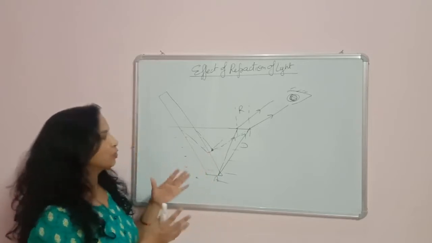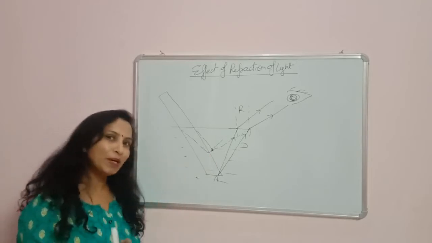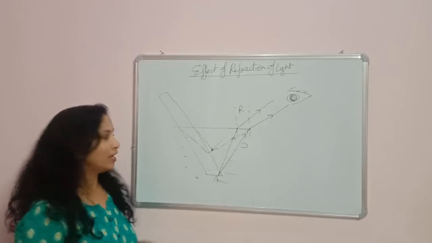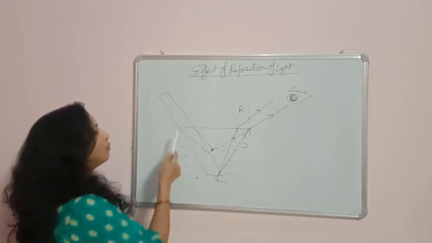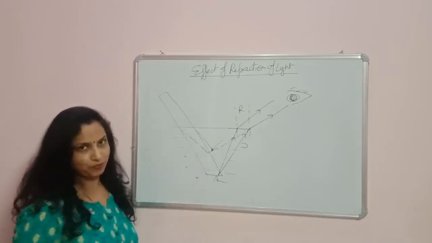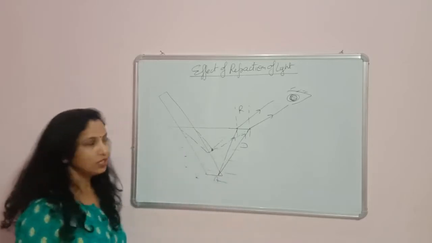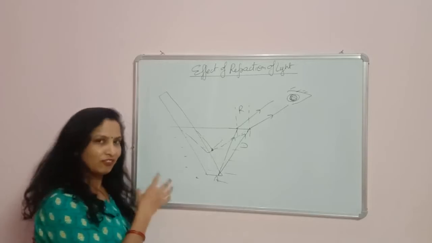So this is due to the refraction of light, where the light passes from the denser medium, that is water, into the air. That's why it appears that the stick is bent at the surface of the water. So this is one of the effects of the refraction of light. You can explain it by making a figure like this.